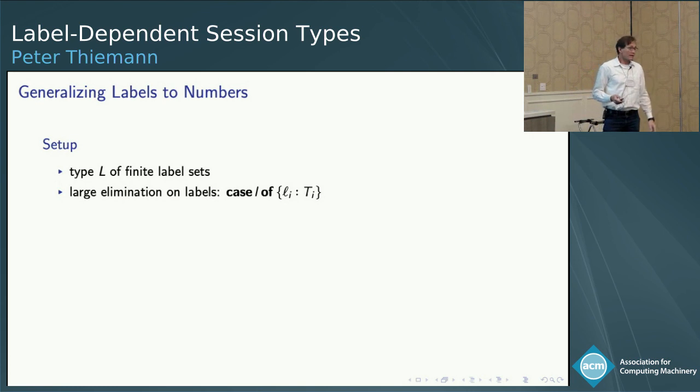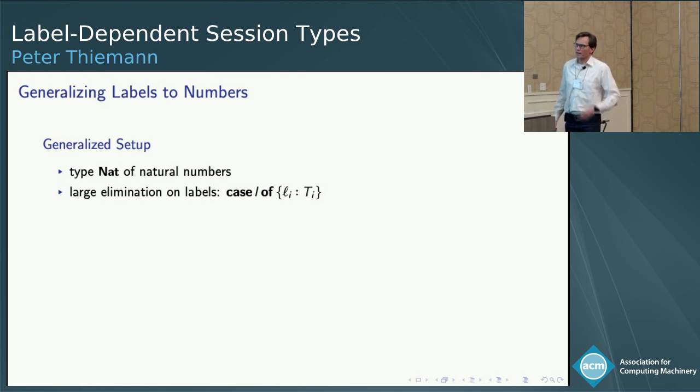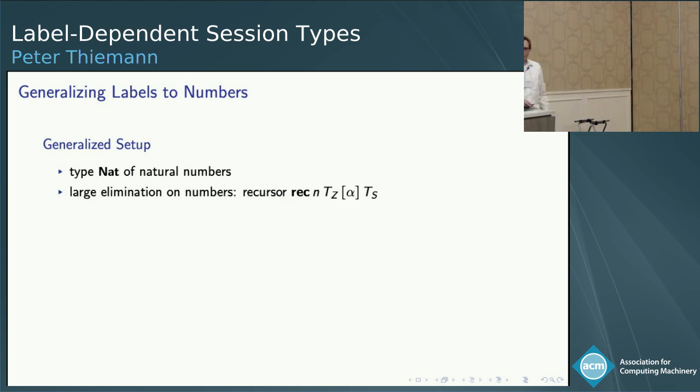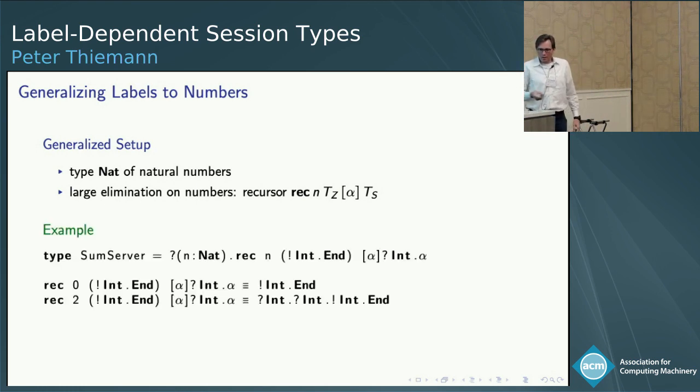Now, if you want to generalize that to numbers, then what happens is that we adopt as the index type the type Nat of natural numbers, and the large elimination on labels turns into large elimination of numbers. This is not a full-spectrum dependently typed language. So in the place of the case, we obtain a recursor like you would have in Gödel's system T, for example. All right, so here is an example of the kind of type that you can write now.